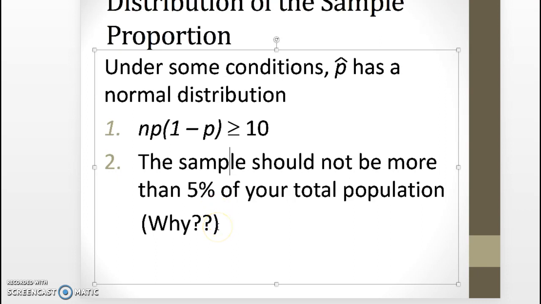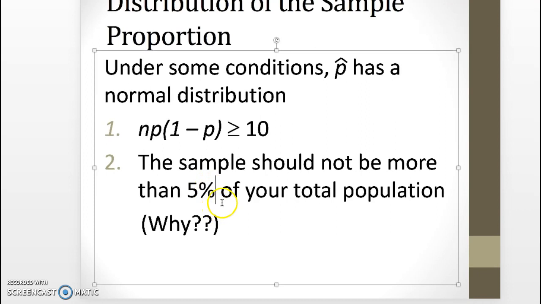For the why part, part of it is we want to make sure our sample is independent. In other words, this 5% ties back to the binomial, and in the binomial we had to have independent trials, meaning one person or one trial doesn't affect the next. If we start getting too large of a sample compared to our population, we're going to run into some problems with the independence and the one person affecting the next.